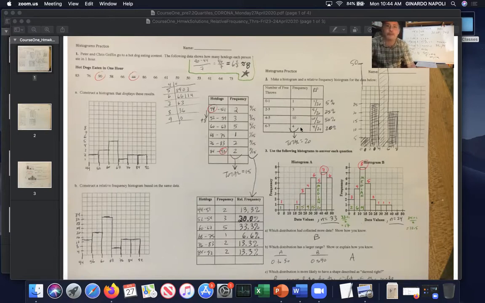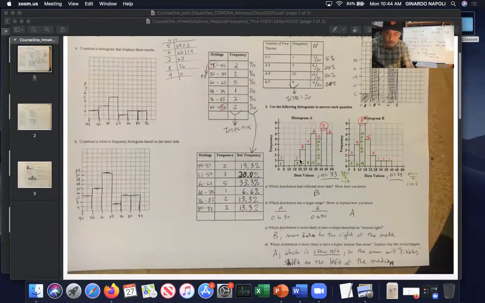Over here, the same kind of thing. They gave you the frequencies, so you add up all the frequencies. That gives you the total. So there are 20 numbers represented in this table of number of free throws. We based the relative frequencies out of 20, frequency over 20, converting to the percents. Then here I put the frequencies on top in the red numbers so it's easier to see.